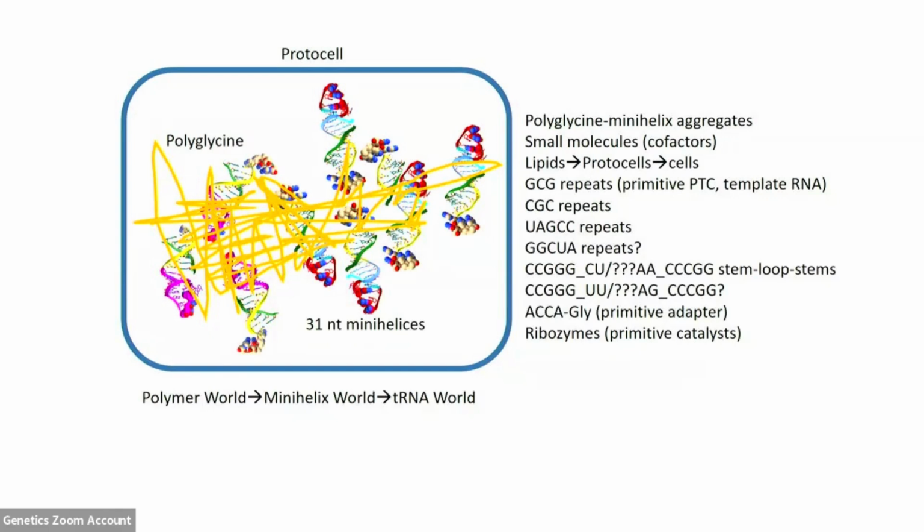So you get polyglycine mini helix aggregates. You get small molecules such as cofactors like S-adenosylmethionine that can protect single-stranded RNA in a pre-life world. You have lipids going to protocells, going to cells. In tRNA, you have GCG, CGC, and UAGCC repeats. That's a complement of that, so you probably have the complement of that. And here you have stem loop stem that becomes the anticodon loop, and probably its complement, which may have become the T loop. And you have ACCA-gly as the primitive adapter, and you have ribozymes, and they can be stabilized by S-adenosylmethionine. So this is beginning to look like a complicated world with a strong chemical selection for polyglycine.